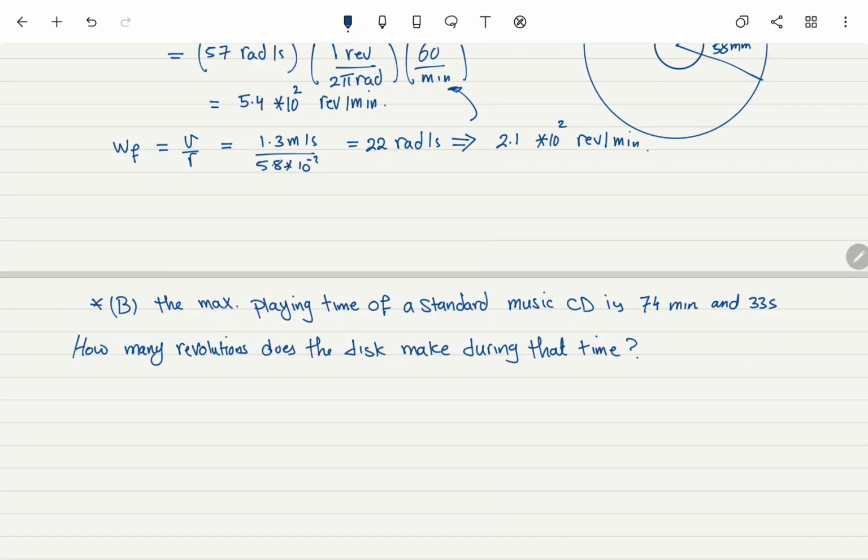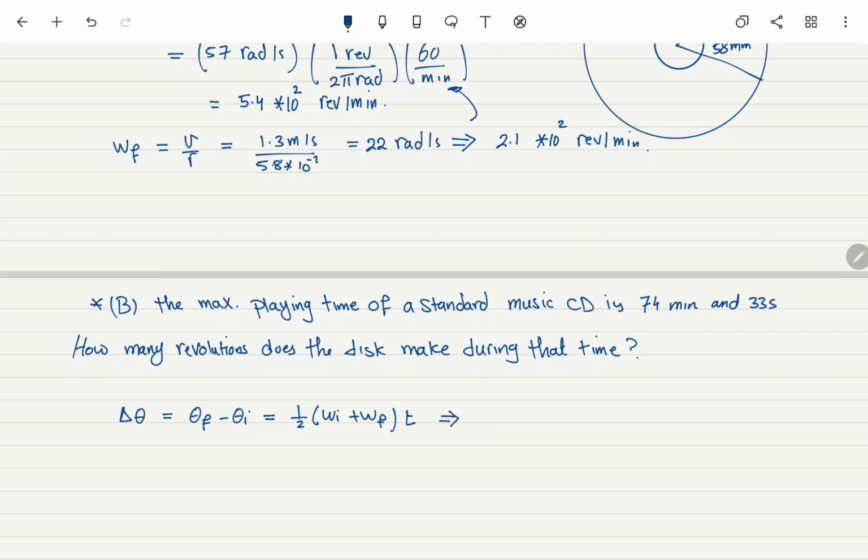Now the maximum playing time of a standard music CD is 74 minutes and 33 seconds. How many revolutions does the disc make during that time? Now since we look for revolutions, in this case delta theta equals theta final minus theta initial, which equals half times omega initial plus omega final times t.